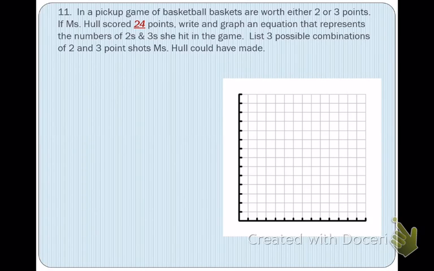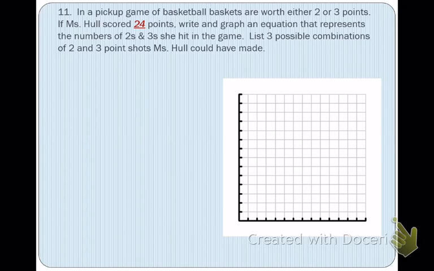All right. Now, standard form. When are we going to use standard form? When we see this in this type of situation. So in a pickup game of basketball, baskets are worth either 2 or 3 points. If Miss Hall scored 24 points, write and graph an equation that represents the numbers of 2s and 3s she hit in the game. And then list 3 possible combinations of 2s and 3s.